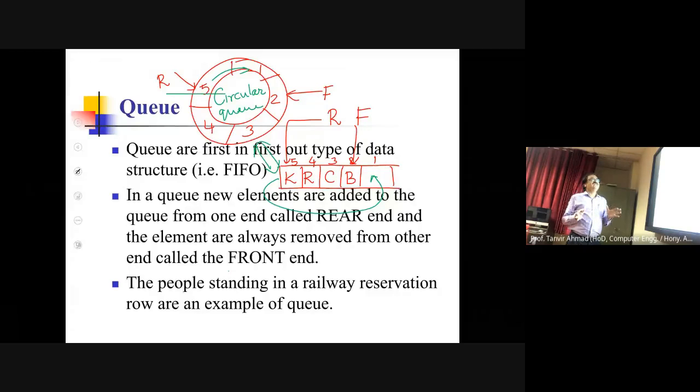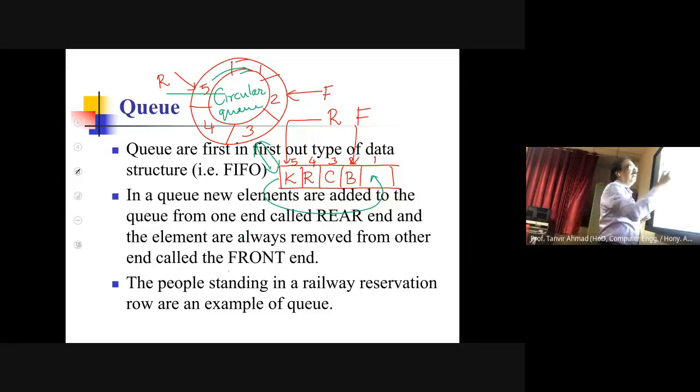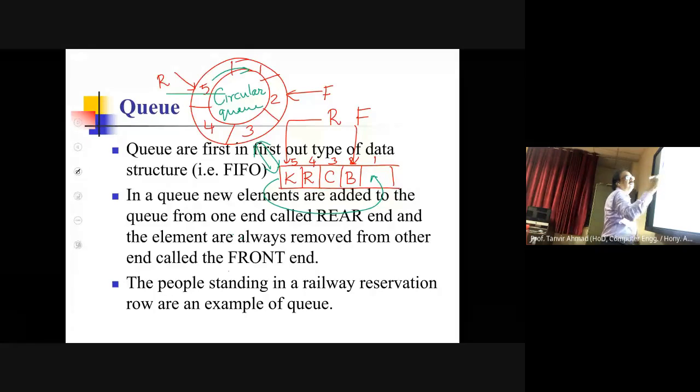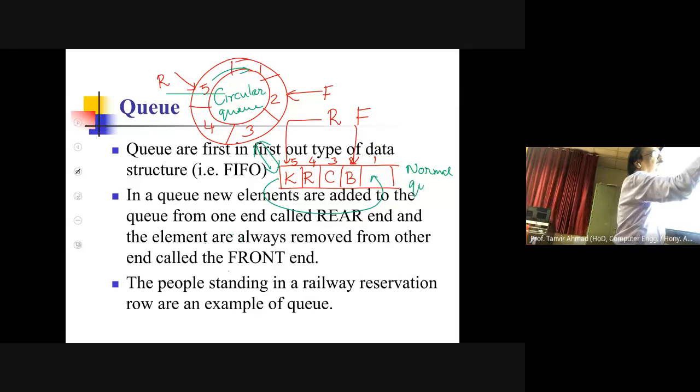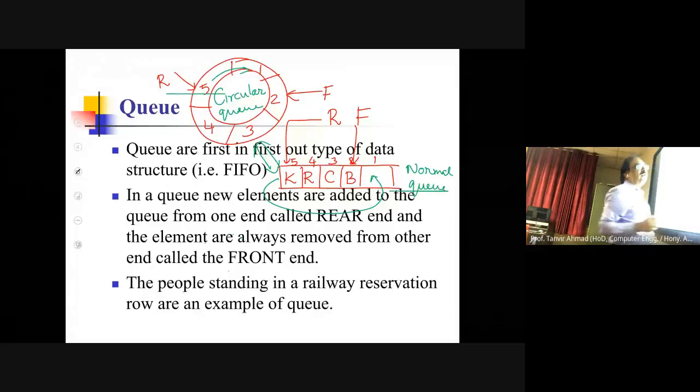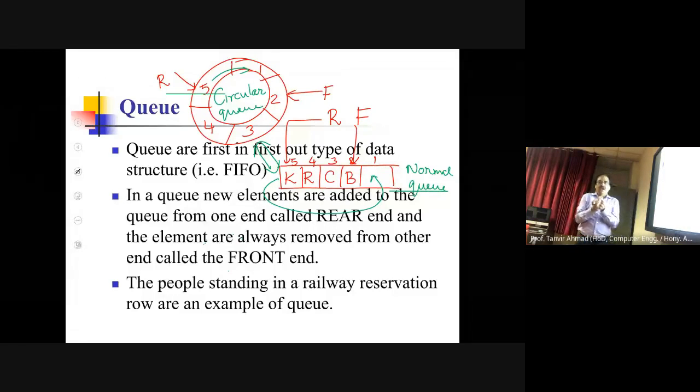Now this is the circular queue. A circular queue is an extension of a normal queue. Now if you see, this is a normal queue. Here what I am doing is joining both the ends together, and therefore when I join both the ends together, it becomes a circular queue.